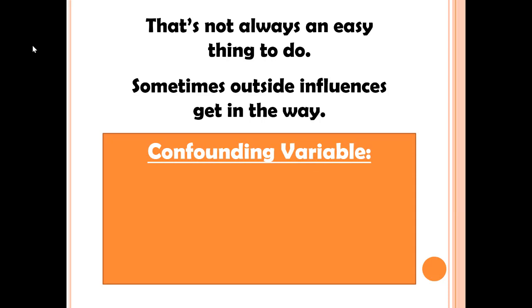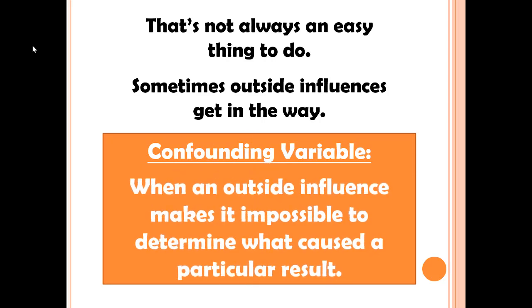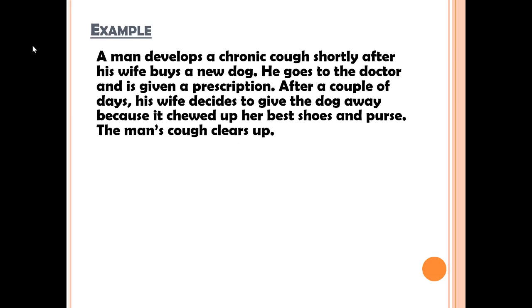So here's another concept, the concept of the confounding variable. A confounding variable is when an outside influence makes it impossible to determine what caused a particular result. So let's look at an example. A man develops a chronic cough shortly after his wife buys a new dog. He goes to the doctor and is given a prescription. After a couple of days, his wife decides to give the dog away because it chewed up her best shoes and purse. The man's cough clears up.